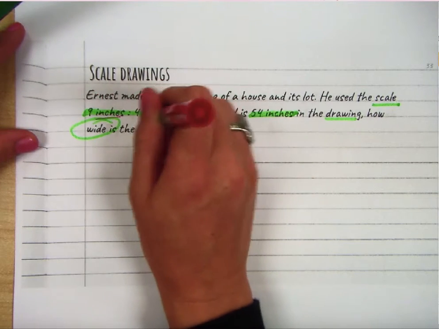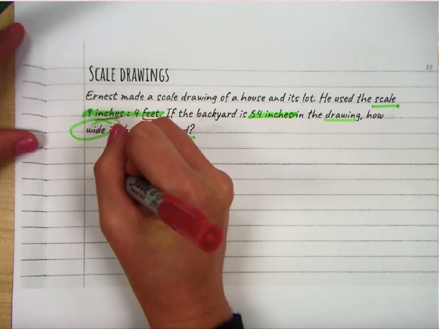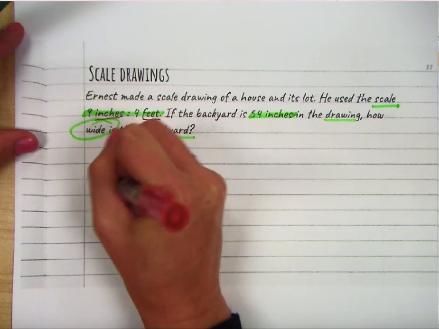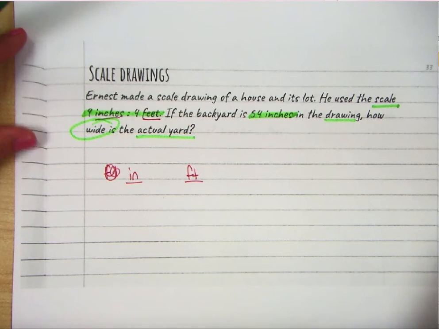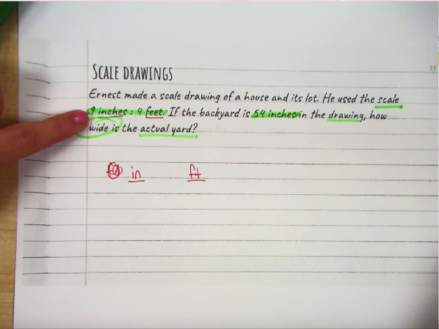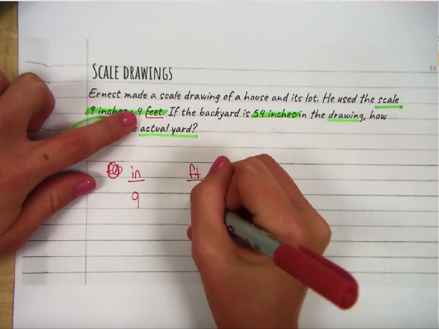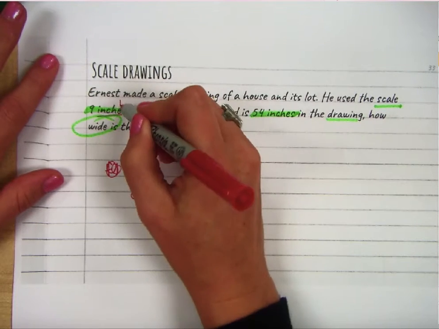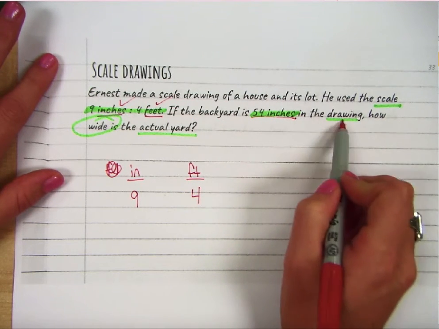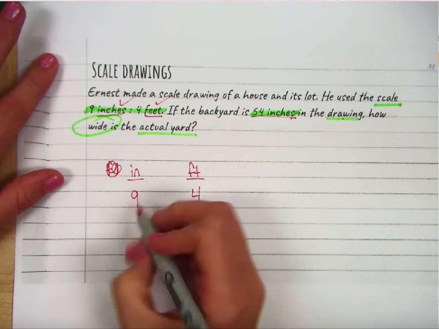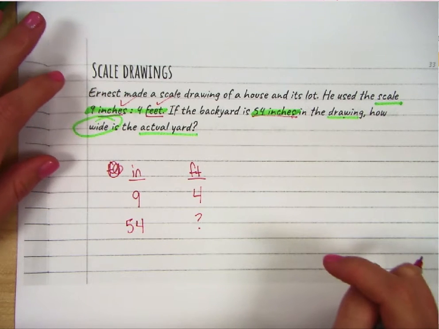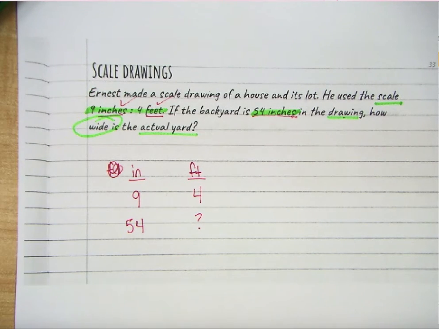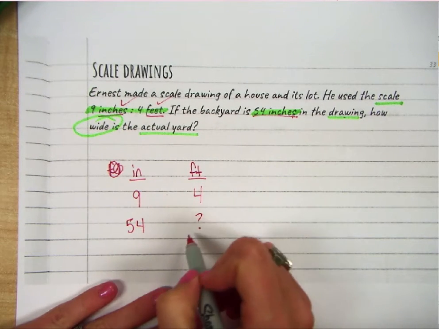We're comparing inches and feet. So I know that my little table is going to be inches and feet. Now I'm going to write down the values that go with that scale. 9 inches, 4 feet. And then the other information that it gives us, it says 54 inches in the drawing. Well, I know the inches go with the 9. And I don't know the actual width of the yard in feet. Okay, so here's what we do next. We wrote down our columns and filled in our information.